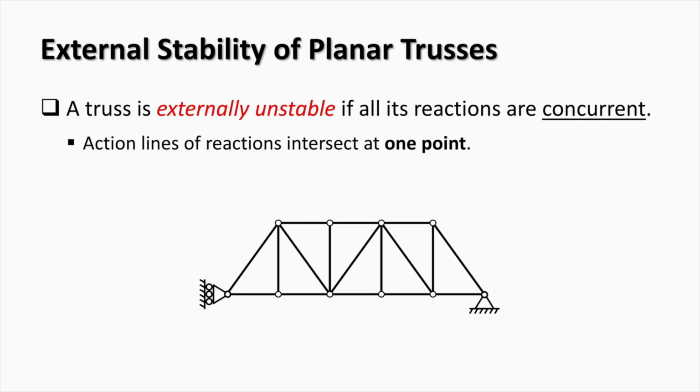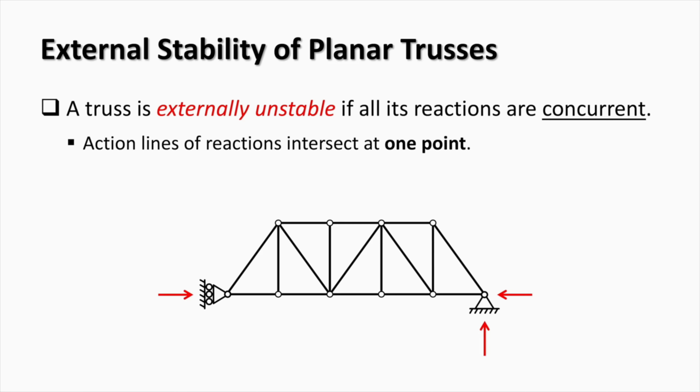Let's consider now 2 cases of external instability of trusses. This type of instability is introduced by a wrong arrangement of supports. The first case of external instability occurs when all the reaction forces in a truss are concurrent.